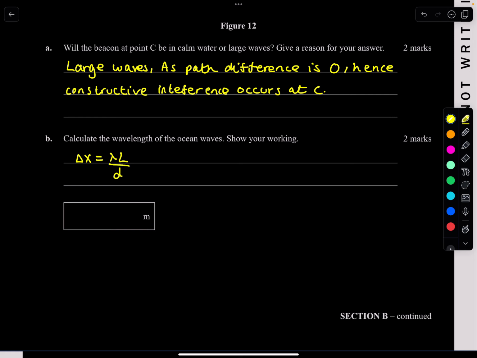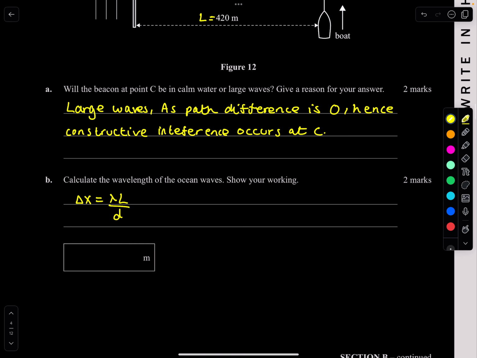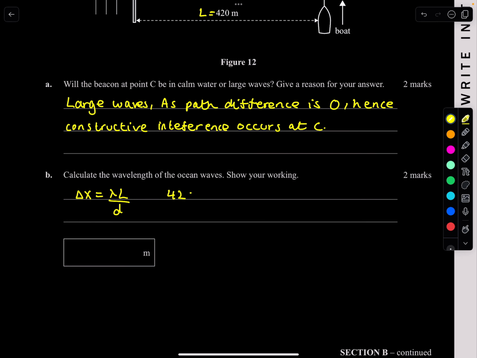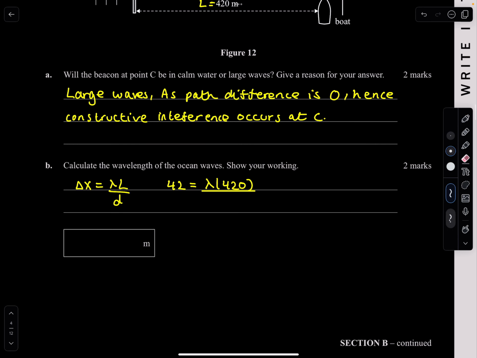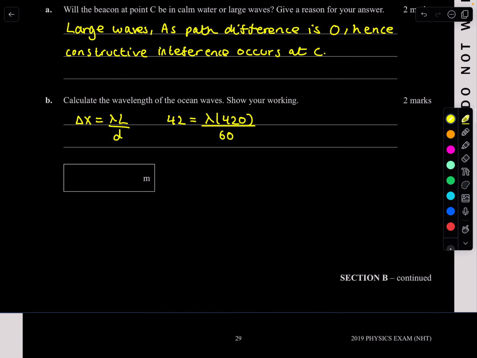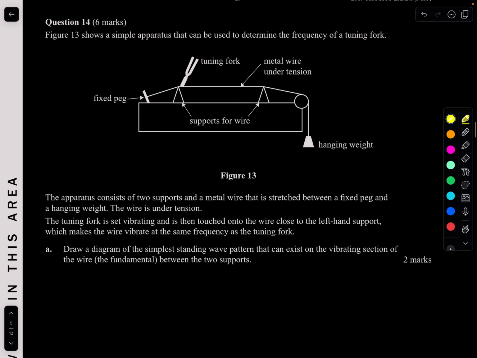So if I know my change in x is 42, that is equal to lambda times L, which is 420, all over the distance between the two slits, which is 60. That's going to give me 120. That gives me 6.0 meters. That's my wavelength. Easy.